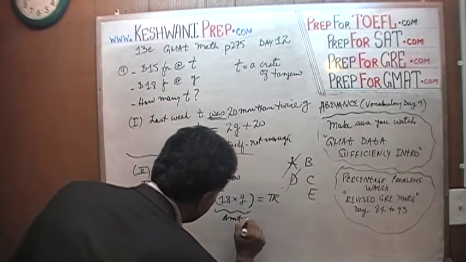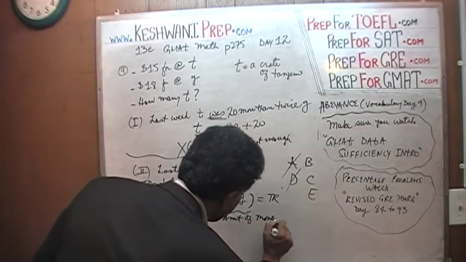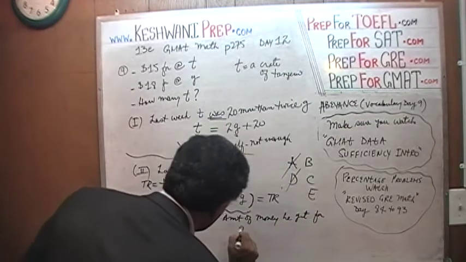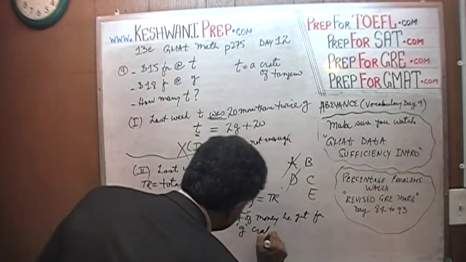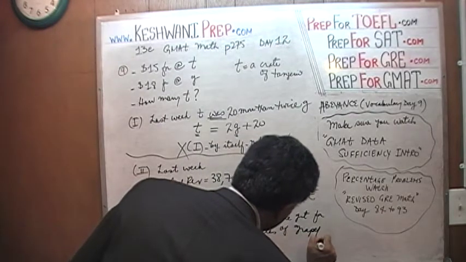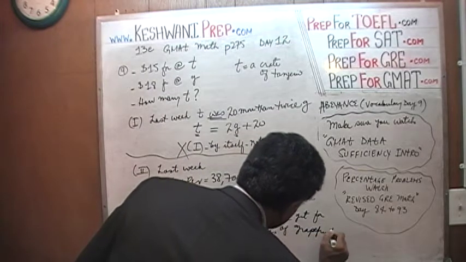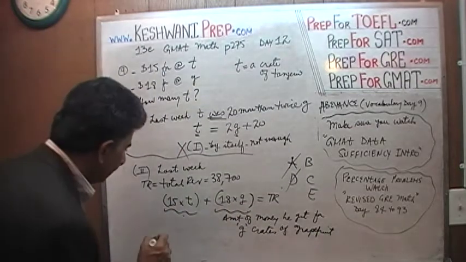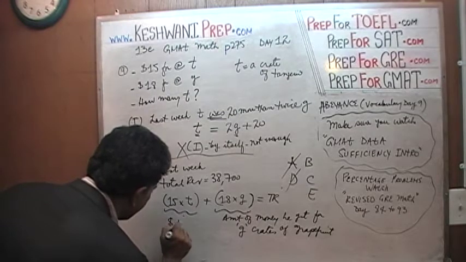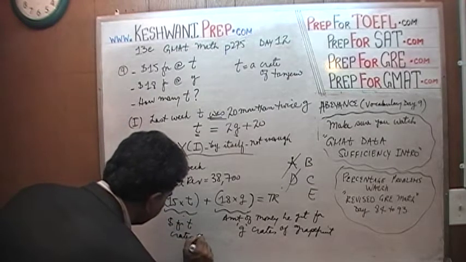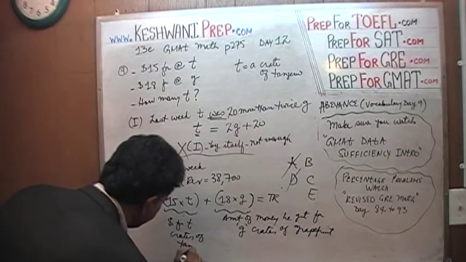This is the amount of money he gets for G crates of grapefruit. And similarly, this is the amount of money that he gets from selling T crates of tangerines.